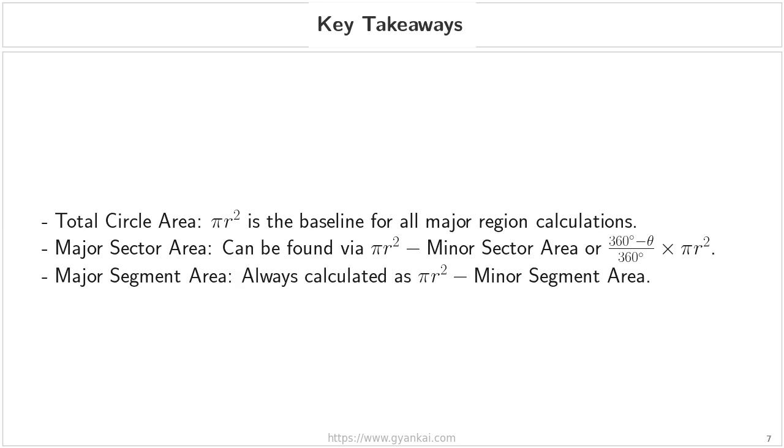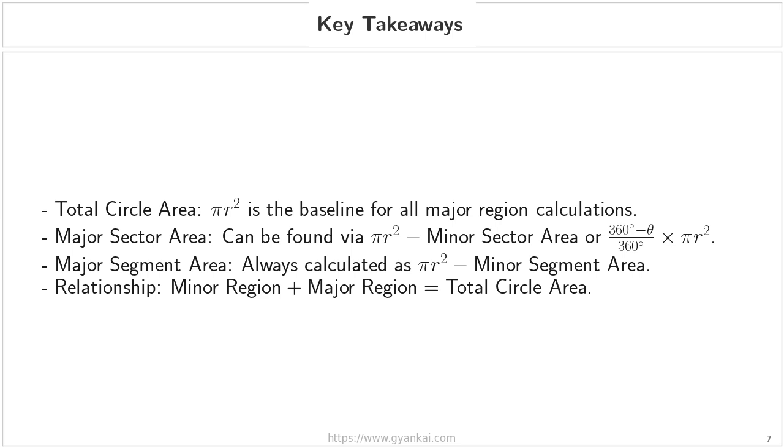Third, for the area of a major segment, remember that there is no direct angle formula. You must always calculate it by taking the total area of the circle and subtracting the area of the minor segment. Finally, keep this fundamental relationship in mind. The area of the minor region plus the area of the major region will always equal the total area of the circle. If you can master this relationship, you can solve any problem involving these divided parts of a circle.